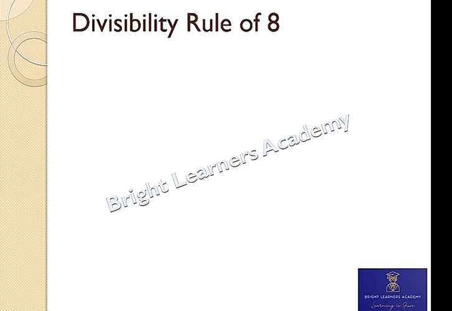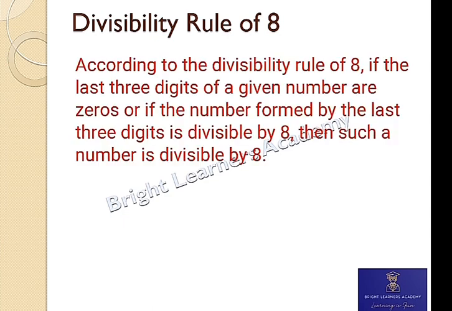So, the divisibility rule of 8 says that if the last 3 digits of a given number are 0, or if the number formed by the last 3 digits is divisible by 8, then such a number is divisible by 8. Okay, now let's see how. For example, 83,416. Now we have to check whether this number is divisible by 8 or not.